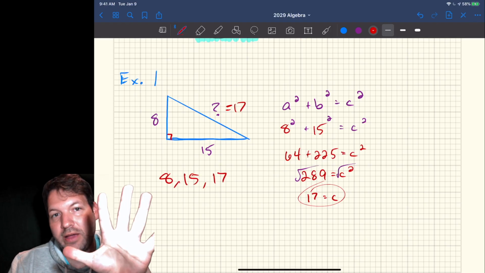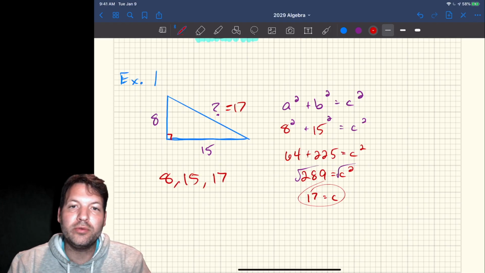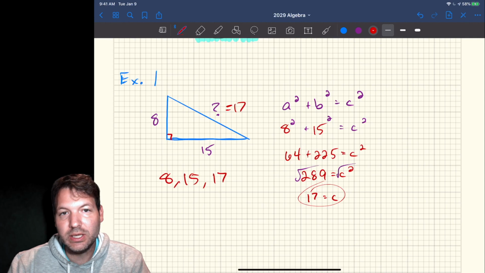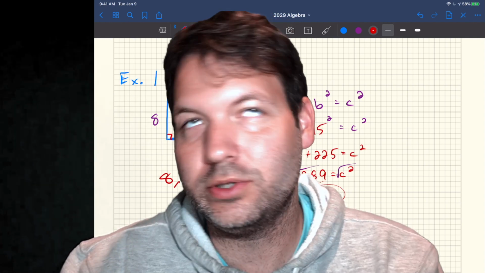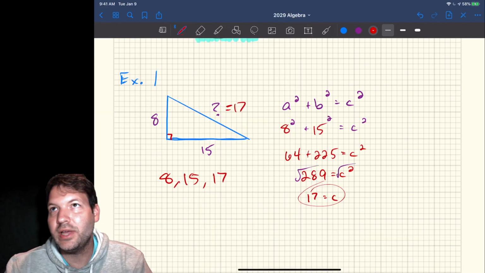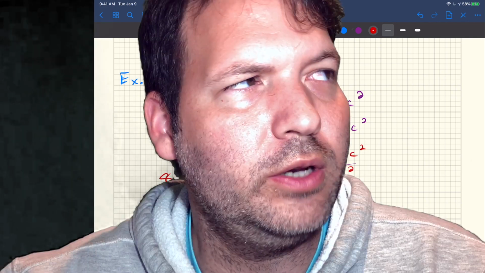3, 4, 5. So we've actually seen two so far of what are called Pythagorean triplets. A Pythagorean triplet is anytime these three side lengths, A, B, and C, or two side lengths and the hypotenuse. There's 7, 40, 41. No, that's not right.